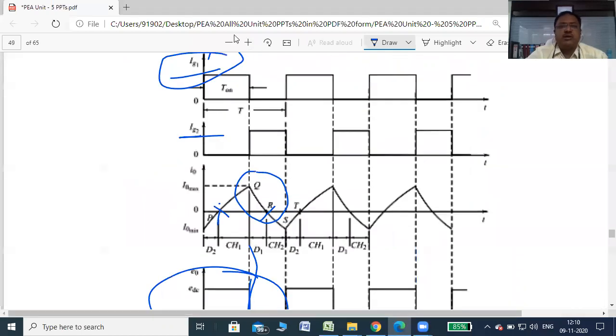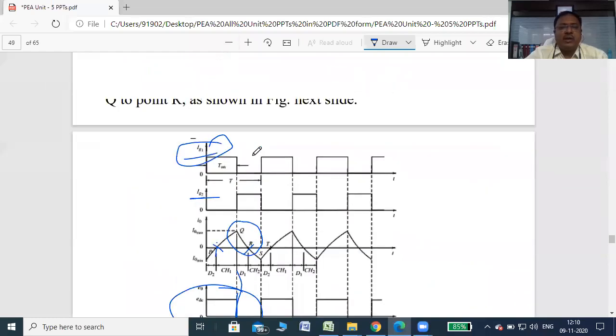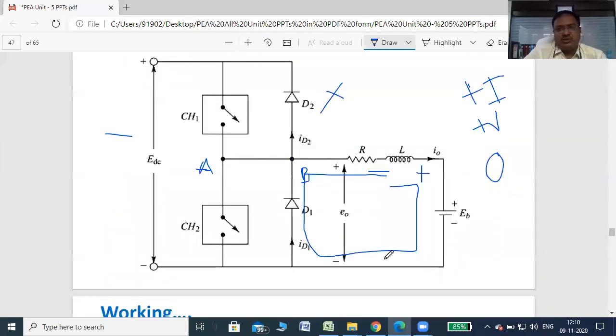When chopper 1 is off, right? So this is the first condition, but still the current is positive. When chopper 1 is on, voltage is positive, current is positive. When chopper 1 is off, diode D1 conducts, the current is still positive, but output voltage equals 0. This is the first condition. Second condition. Now the third condition.